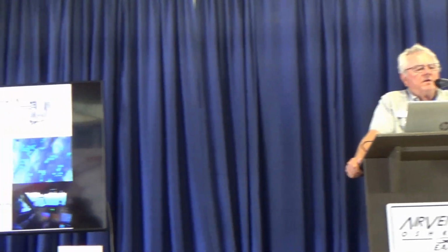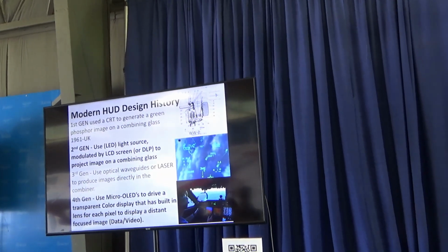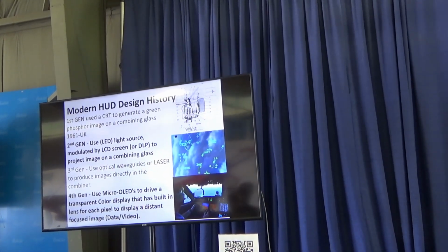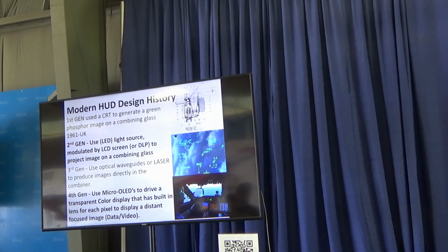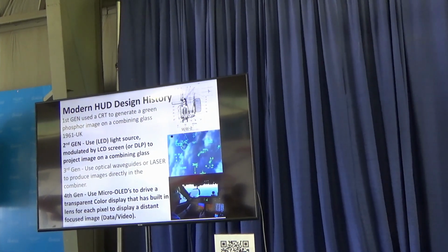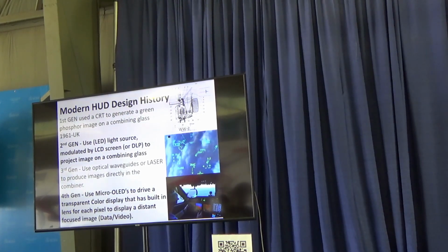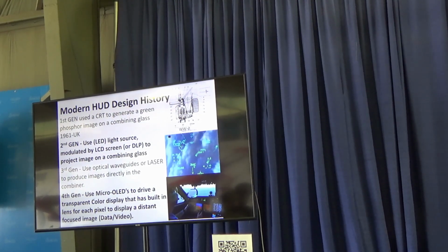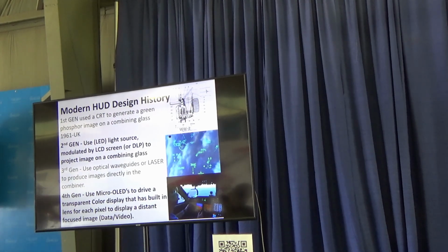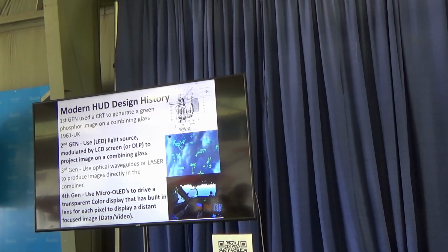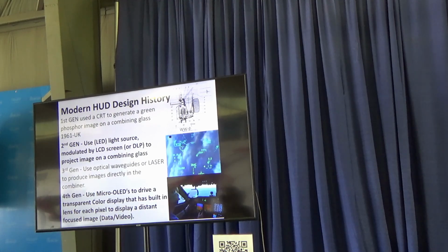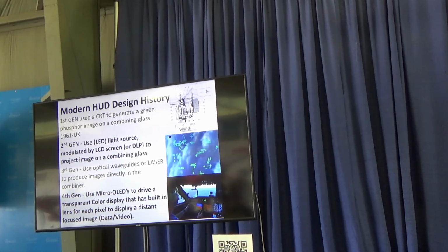The second gen and LED light source, the Epic Optics HUD we have down there, is a laser-driven type of HUD through an LCD screen. It bounces off some mirrors into combining glass. Then the third gen is optical waveguides or laser to produce an image directly in the combining glass. I think the Boeing HUDs most folks have in the 737 or 787 use that type of technology.